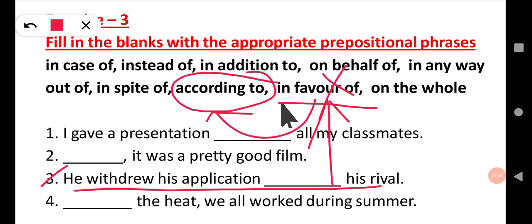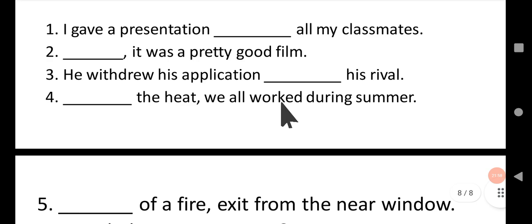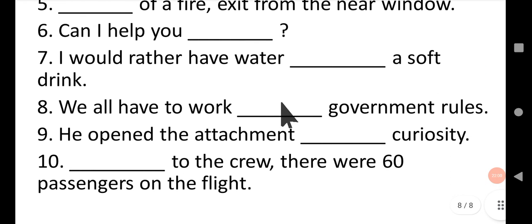Okay, so in the eighth one there, both of these answers are suitable, but here in the third one we cannot say according to, only the usage is in favor of. So because of that reason, only according to is remaining. So let us use according to in the eighth one. We all have to work according to government rules. That means we have to work in favor of them. That means we have to support them, right?